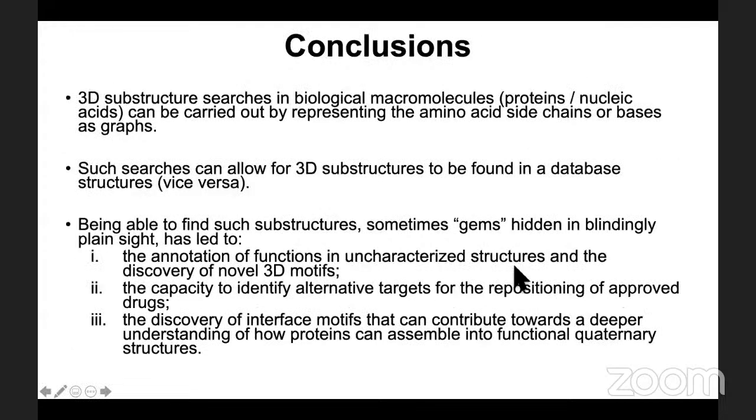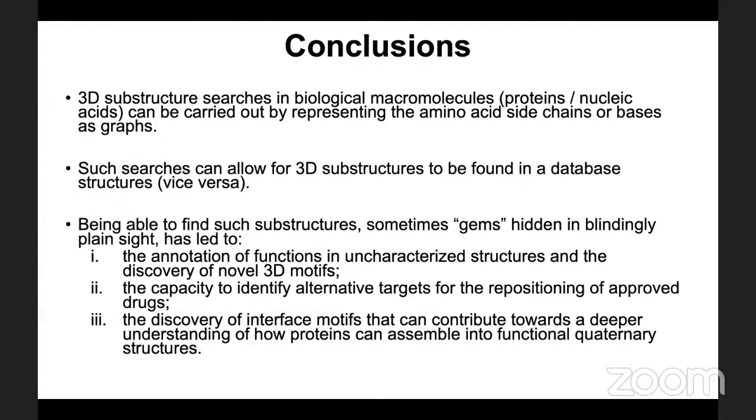Okay. So in conclusion, searching for 3D substructures in proteins and nucleic acids, RNA, can be carried out by representing the amino acid side chains or bases as graphs. And these work very well, and they work quite fast. So a single search can be completed within a few minutes. Okay, and such methods allow for 3D substructures to be found in a database of structures, or vice versa, in the sense that you find known motifs in an unknown or uncharacterized structure.